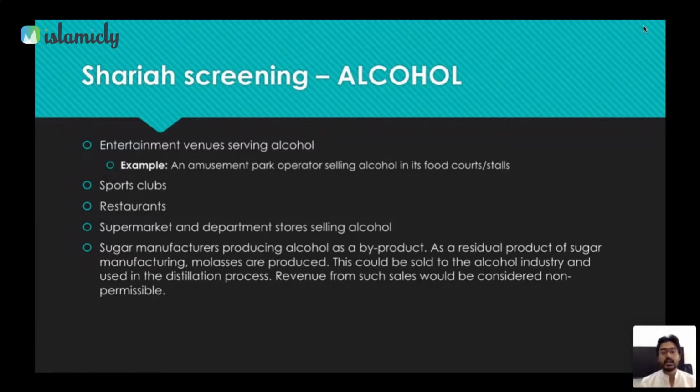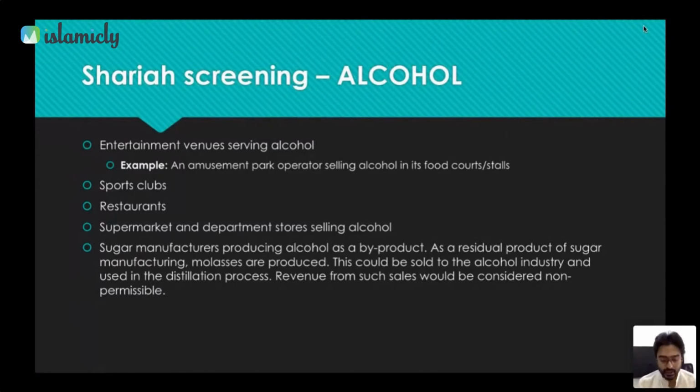Restaurants, definitely. Some restaurants in many countries sell alcohol. Supermarkets and departmental stores selling alcohol: here also we need to be very careful. If you're screening a supermarket or a retail company which sells alcohol, you need to figure out what percentage of revenue is being derived from the selling of alcohol. I've already discussed the sugar manufacturers. So these are all the areas and specific things where a company could become non-compliant because of its revenue from alcohol.